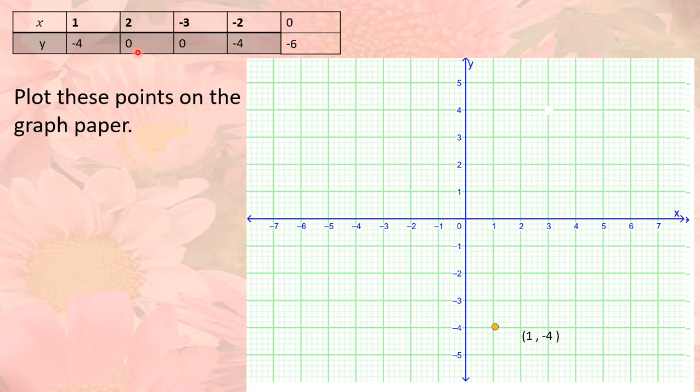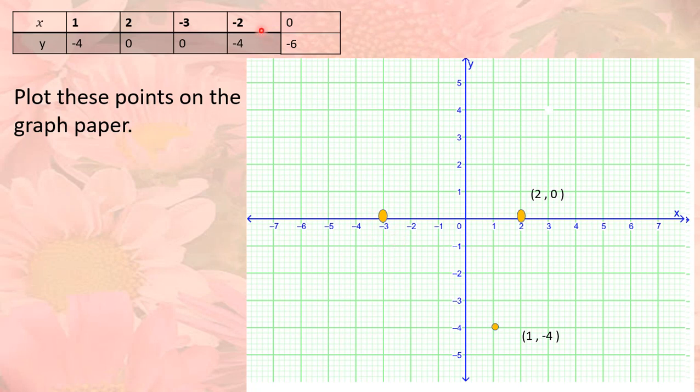Similarly, the second point is 2, 0. So on the x-axis this is 2, and 0 for the y-axis, that means the point lies on the x-axis at the position 2, 0. Then the next point is minus 3, 0. So where is minus 3? On the x-axis it is minus 3 and its value of y is 0. So this is the coordinate point minus 3, 0.